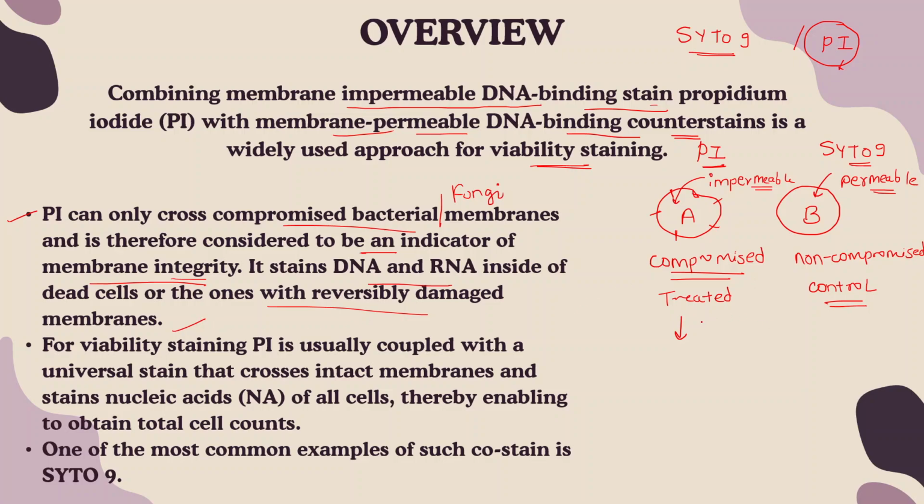But along with PI, it is usually coupled with a universal stain that can cross the intact membrane and nucleic acids of all cells, thereby enabling us to obtain the total cell count. In this case, one of the most common examples of such a stain is Cyto9. So these two different stains are generally used for the study of the viability of microbial cells.